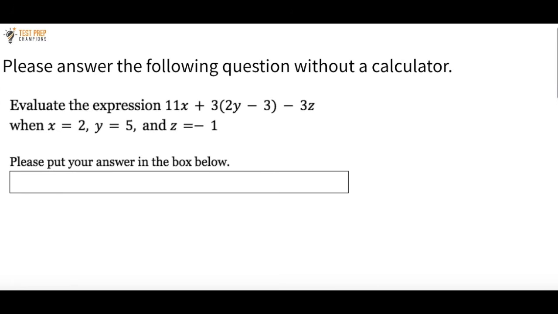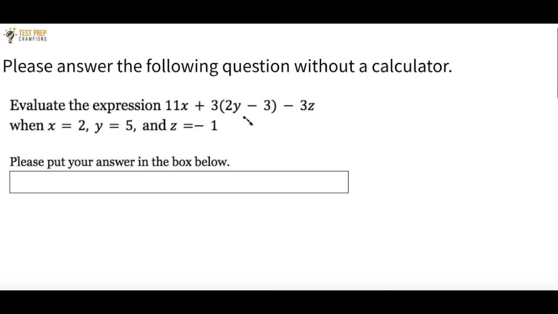So this question is for you to try without a calculator, and it says evaluate the expression 11x plus 3(2y minus 3) minus 3z when x equals 2, y equals 5, and z equals -1. And it says, please put your answer in the box below. And again, you obviously can't do this through the screen, but just maybe write down on a sheet of paper or just keep in mind what the answer should be. And now's your chance to pause the video, give this one a try if you'd like to, and then whenever you're ready, we'll go over the answer.